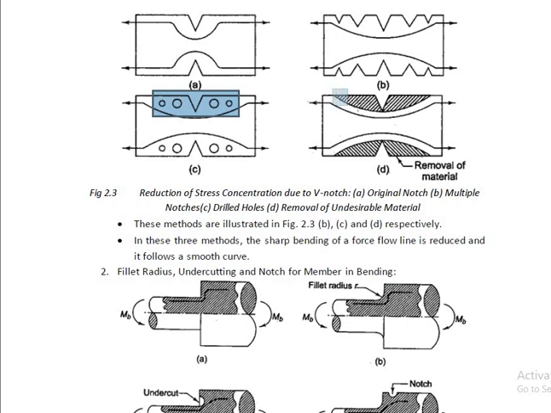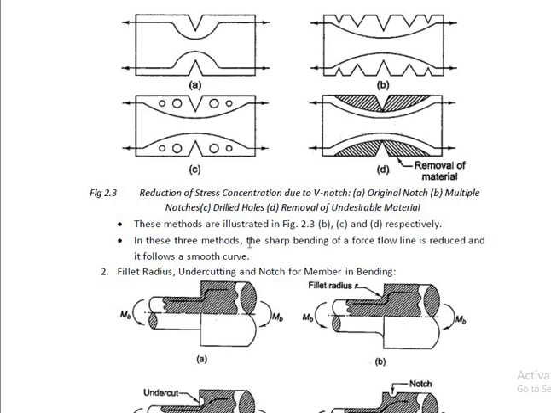Now this is the undesired material. If we remove this undesired material from this cross section, there is a possibility of the even distribution of this force line. Means the stress concentration will get reduced due to the removal of unwanted material. Now for the tensile members, the methods of reduction of stress concentration are first providing multiple notches, second providing holes, and third removal of undesired material. Now this is for tensile member.